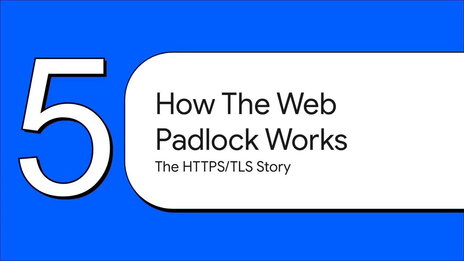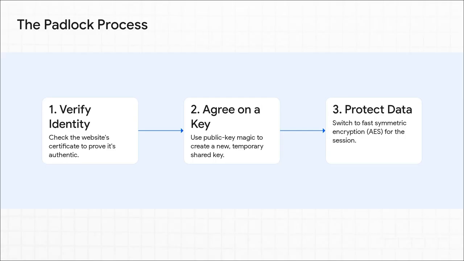All right, let's put all the pieces together. Let's look at what is happening behind the scenes every single time you visit a secure website and see that little padlock icon pop up in your browser. It all happens in the blink of an eye, but it's basically a three-step dance. Step 1, your browser checks the website's digital certificate to verify its identity, to prove it's really who it says it is. Step 2, they use that public key magic we just talked about to create and agree on a brand new temporary secret key that will only be used for this one session. In step 3, they switch over to that super fast symmetric crypto to protect all the data that goes back and forth. So just remember, prove, agree, and protect.